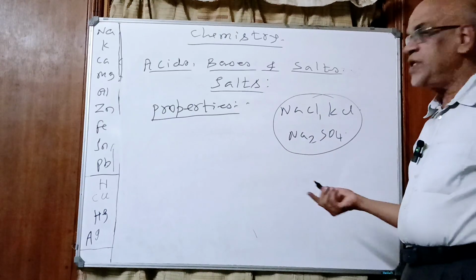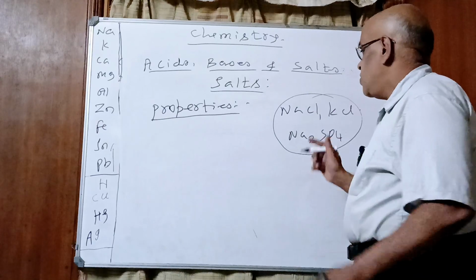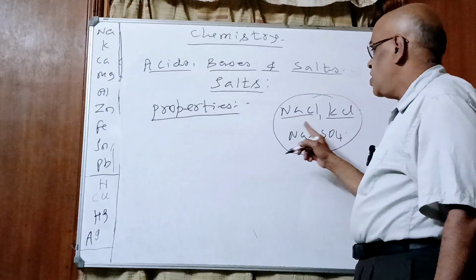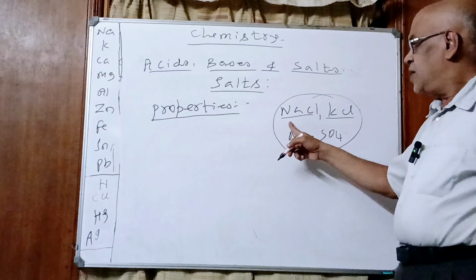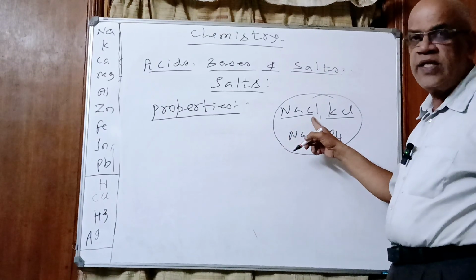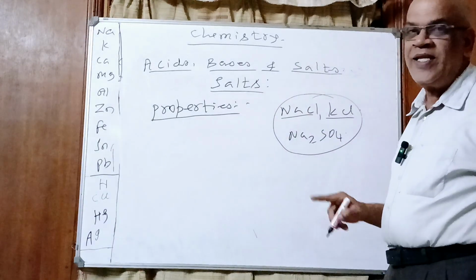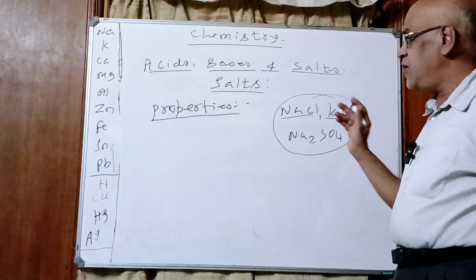What are the properties of salts? Salts are neither acidic nor basic. So, you cannot call it an acid. You cannot call it a base because there is no hydrogen here. Yes or no? Yes. There is no base here, OH. Yes or no, children? So salt has two parents. What are they? Acid and base. Neither acidic nor basic. They are neutral.